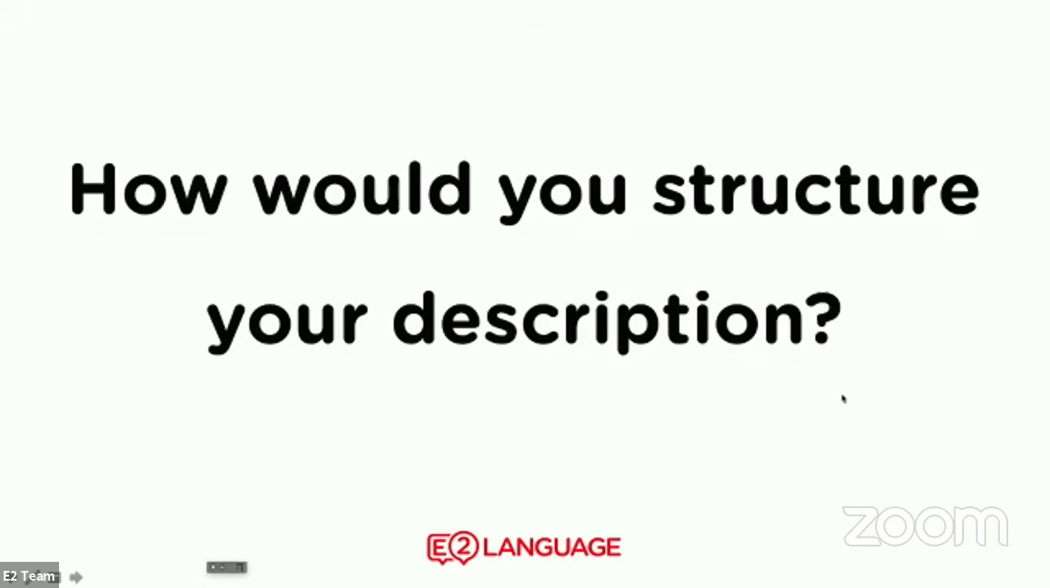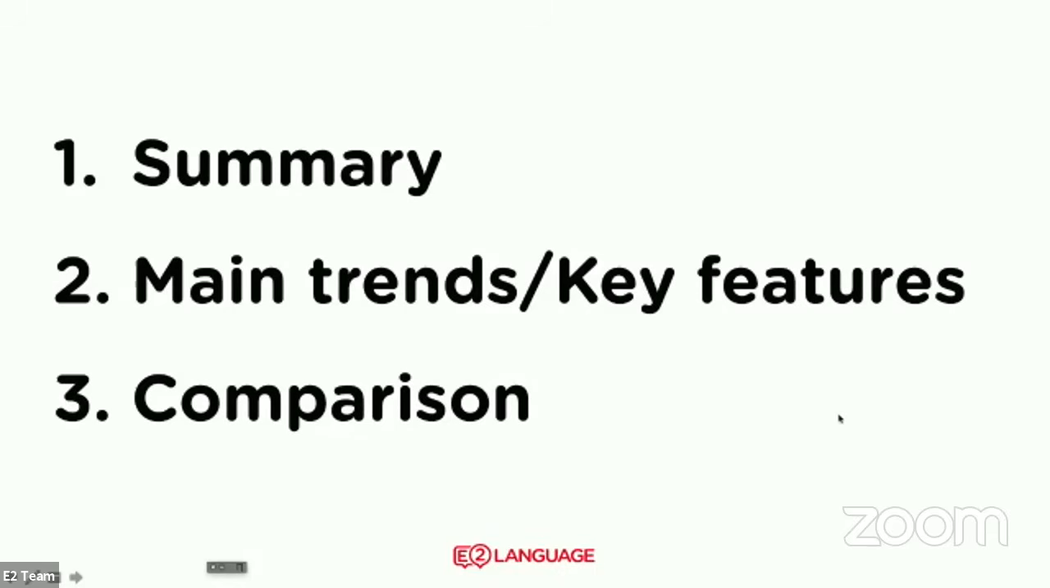How would you structure your description? Well, and this is the E2 Language method, I've been teaching you this, there are 3 main things that you need to do in any of these task 1s. You need to write a summary sentence, you need to identify the main trends or the key features, and then you need to make comparisons. So this could be 3 paragraphs. For example, your summary sentence, a paragraph for key features, and a paragraph for comparisons. But number 3 usually will be broken down into sub-paragraphs as well, or additional paragraphs. I'll show you in a second.